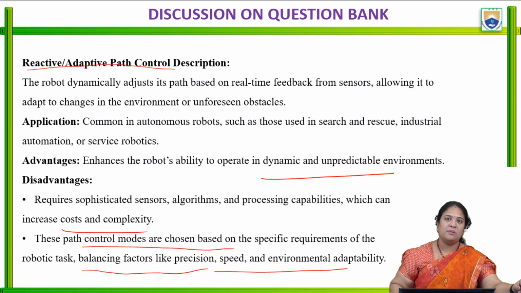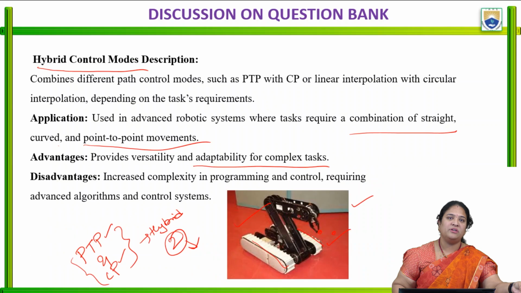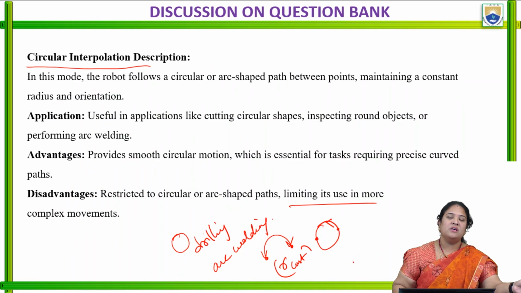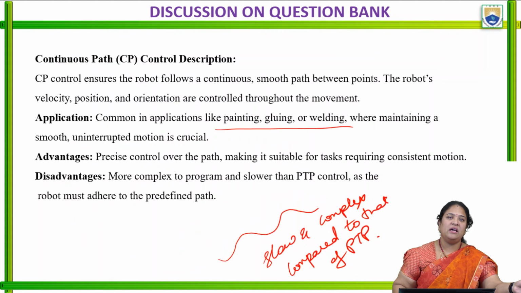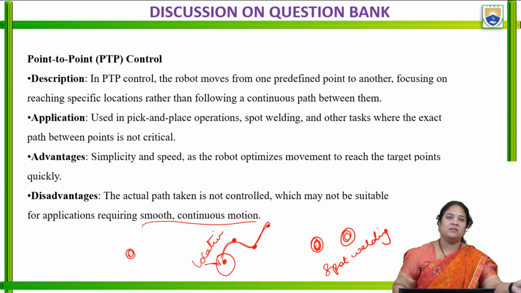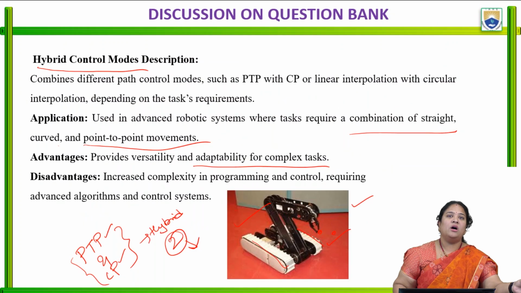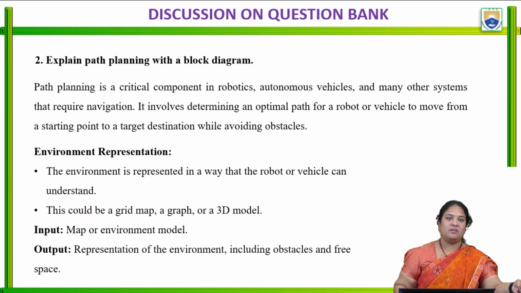Right. So this was about the different types of path control techniques, that is, reactive or adaptive, hybrid control modes, spline interpolation, circular interpolation, linear interpolation, continuous path control, and point-to-point control. So these are a few of the modes with the help of which the robot's manipulator will be moving from one point to the other point based upon the different task applications, right?